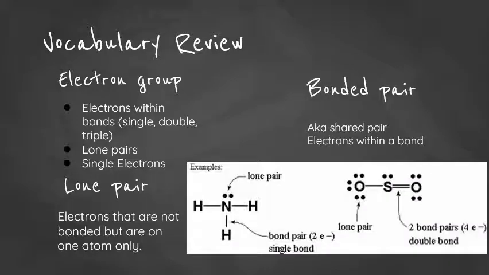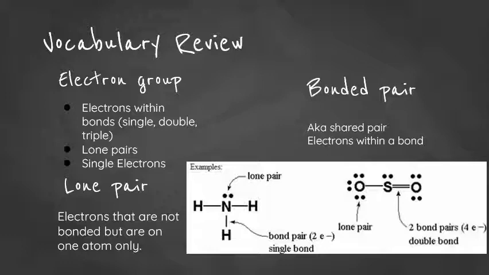All right, so before we get started, we'll do a quick vocabulary review. Our main thing that we're going to be looking at today is electron groups. So when we say an electron group, we're saying anything that is a grouping of electrons. Most often this is a bond, either a single, double, or triple bond. It can also be a lone pair or a single electron.